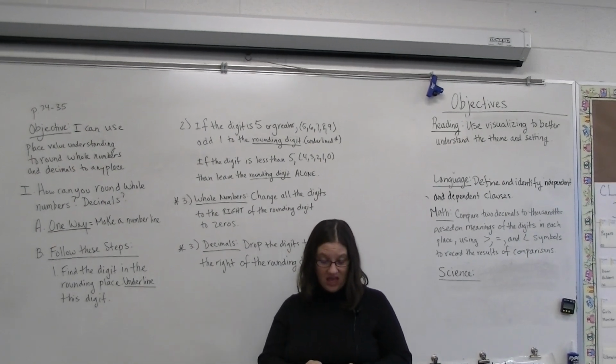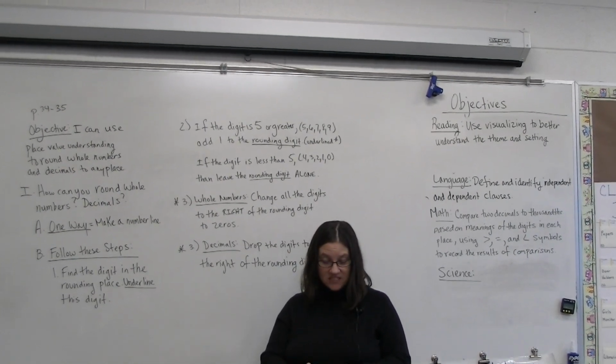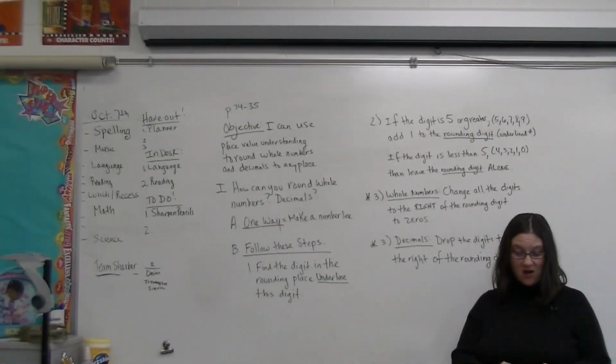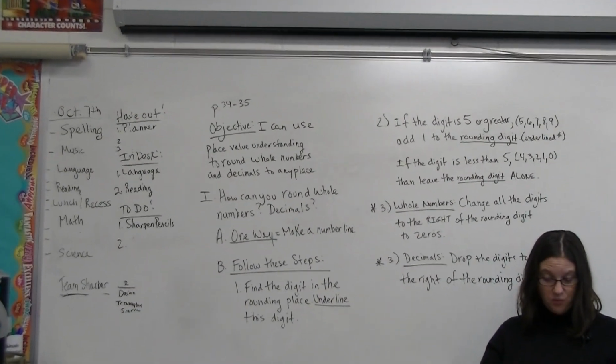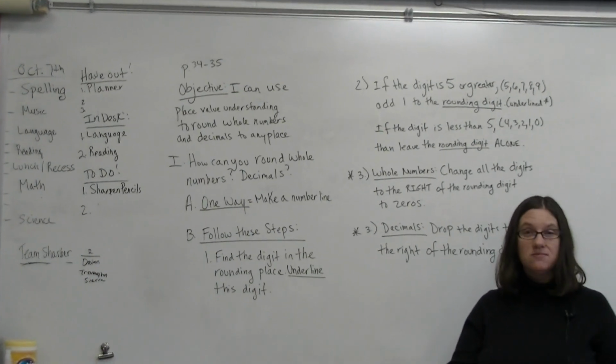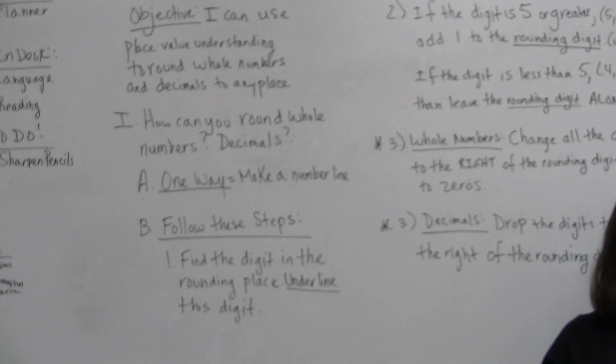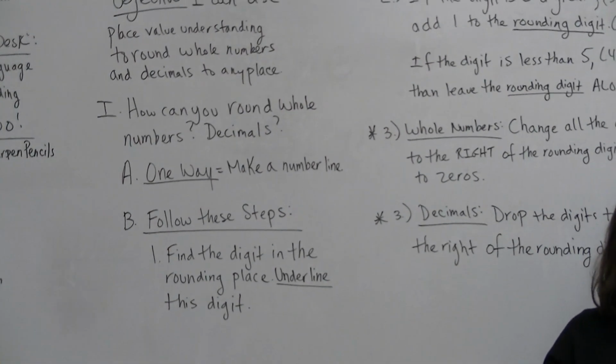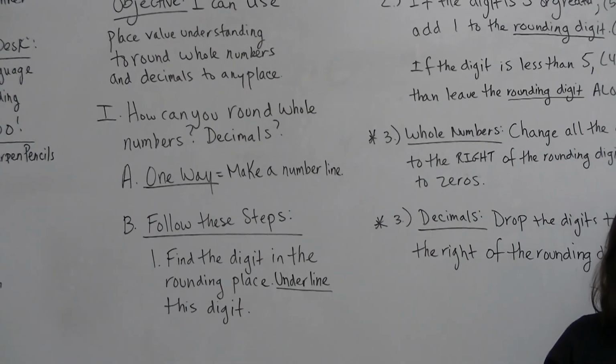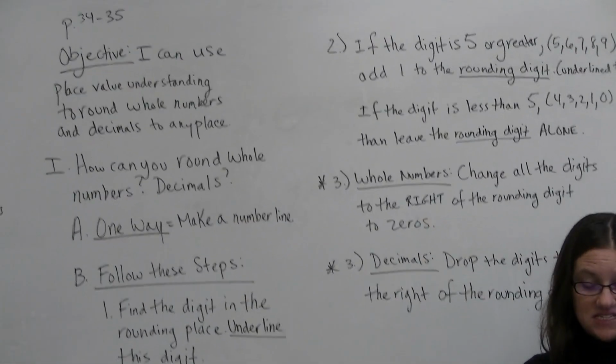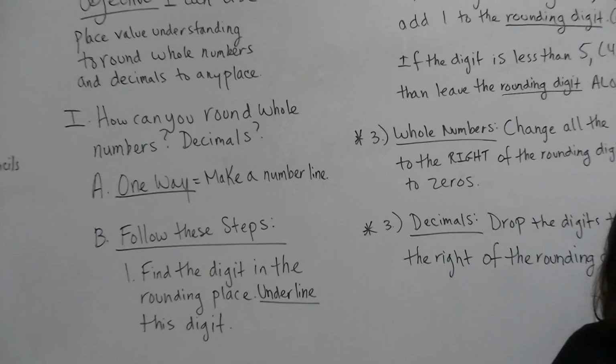That's one way. Now let's look at the steps. Step 1, it says find the rounding place. Look at the digit to the right of the rounding place. That's the same step, fifth grade, is it not, as rounding a whole number? Yes, it is. So you find the number you're rounding, you underline it. Then you look to the right. The digit to the right is going to tell you how to round.